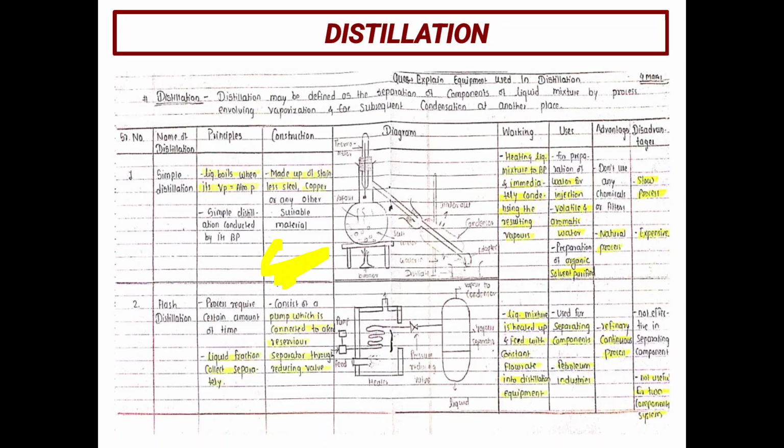Last time the GPAT question asked directly by which method water for injections is prepared. Water for injections is prepared by the simple distillation method. You have to remember this, as the question will be asked. Flash distillation is used for separating components in the petroleum industry.